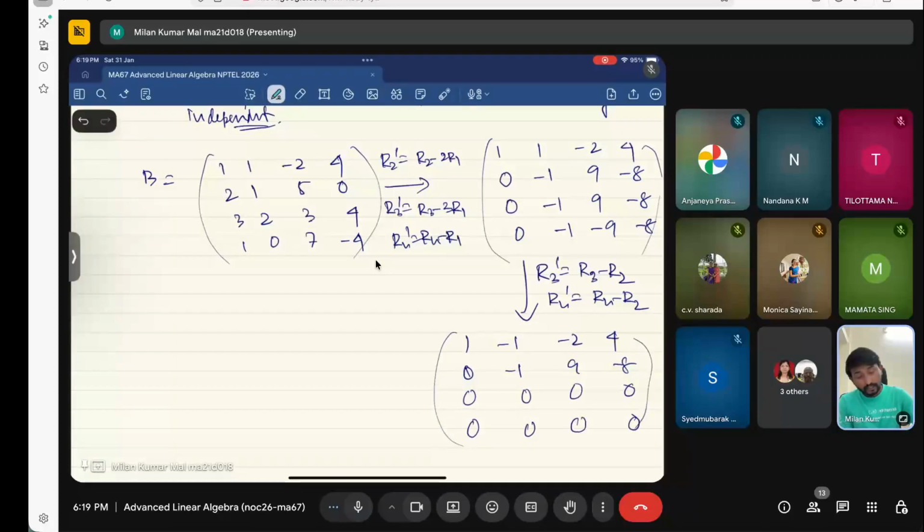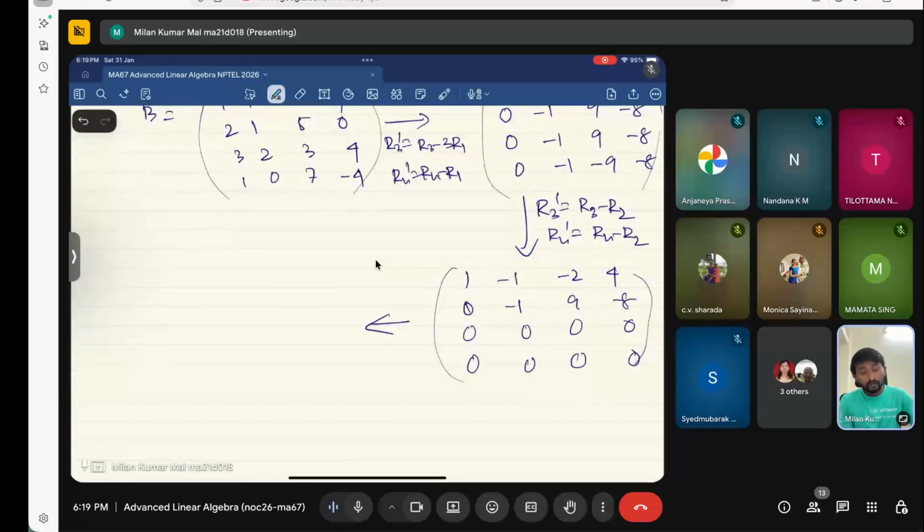So this is what it is. Now you have to find the first non-zero entry of the second row, that is minus 1. So we have to make it 1 first. For example, I am making it 1 right now.